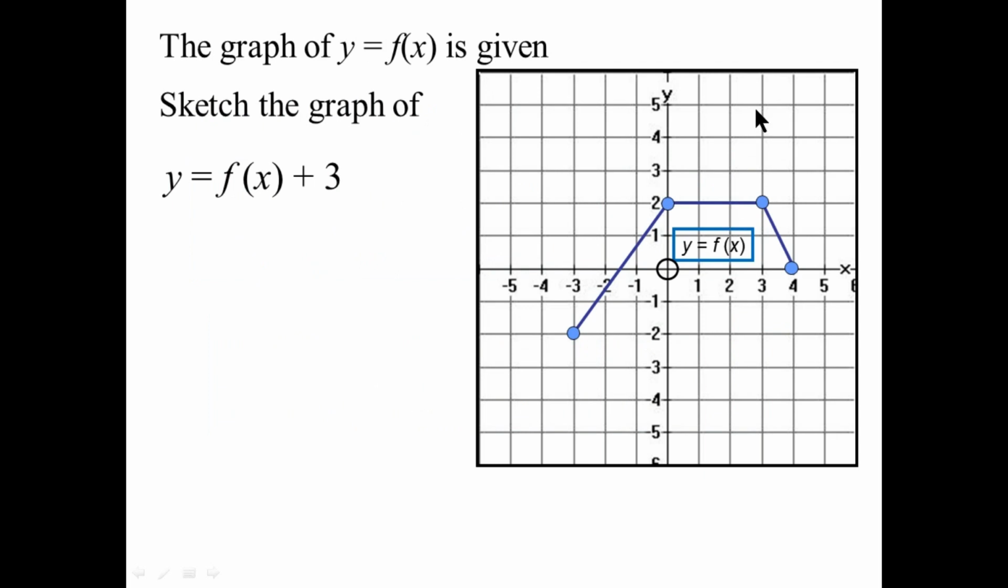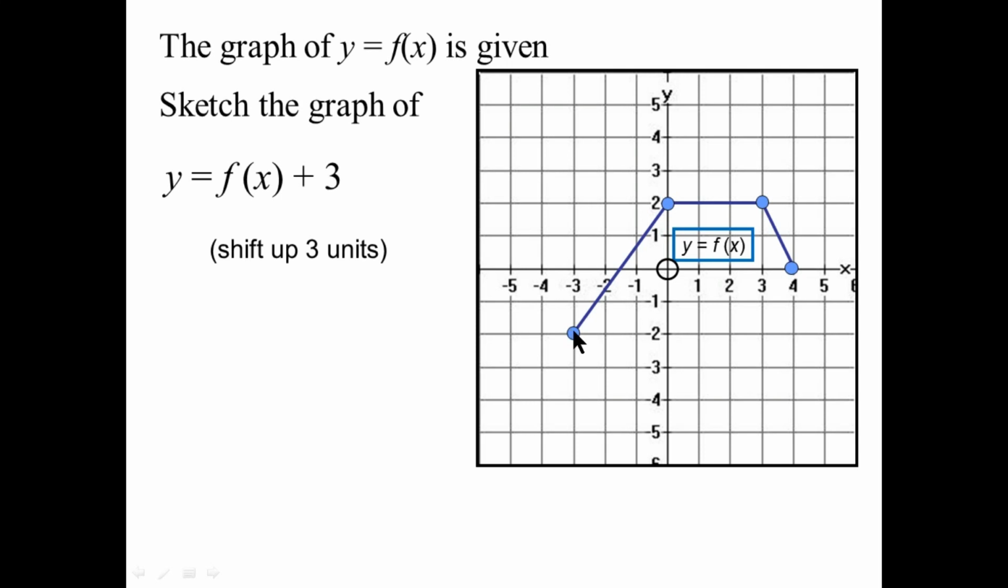Here's an example. Given the graph of y equals f of x, this blue line here, we can see that it's a function. We can see that it passes the vertical line test. Given this, you're asked to graph y equals f of x plus 3. Well, it's fairly simple. First, acknowledge it's shifted up 3 units. So our approach is to take the vertices and shift them up by 3 units.